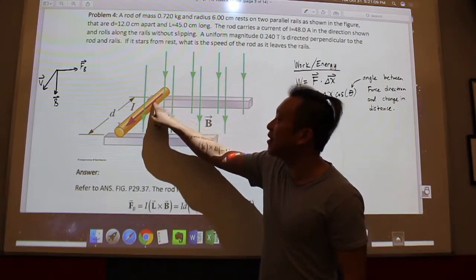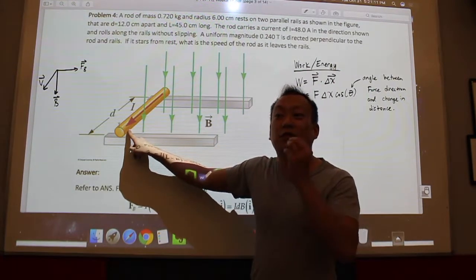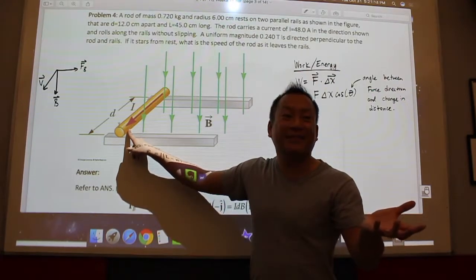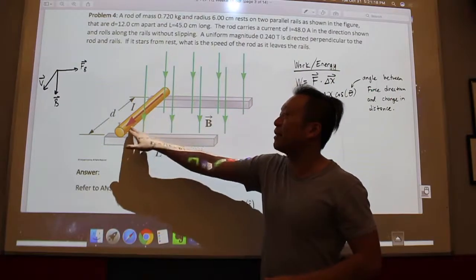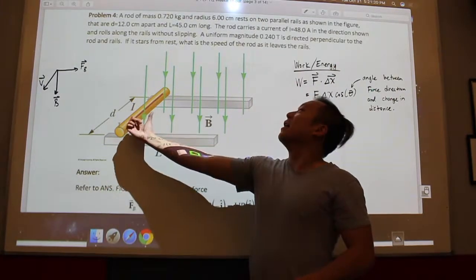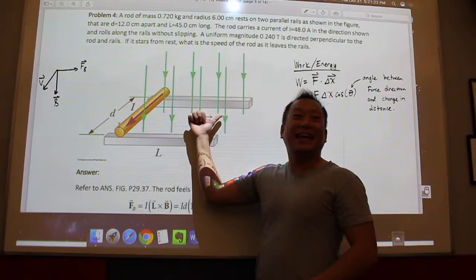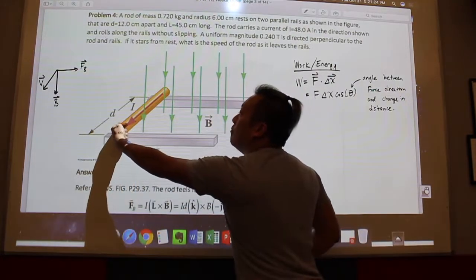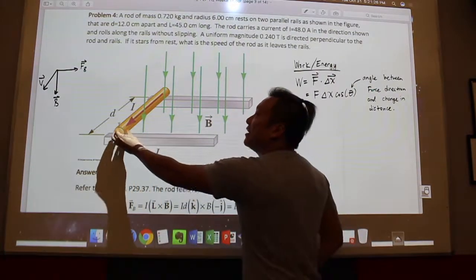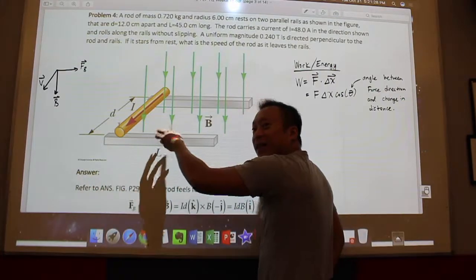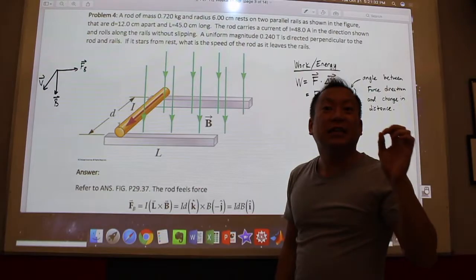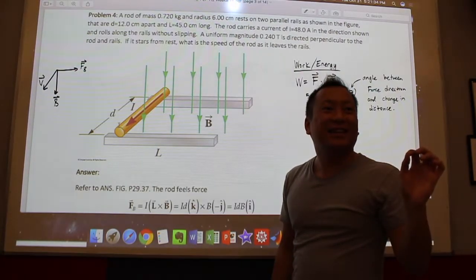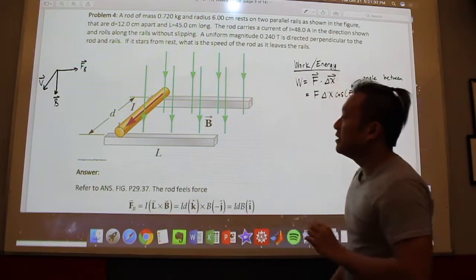The current is going this way. That's the direction the electrons are going. Or you could say the positive. Well, there's not really positive, but that's the direction the current is going. And therefore, the force is going to act this way. So it's going to make this rod move, translate, and it's also going to roll. So there's kinetic energy in translation and rotation. So we have to keep those two things together.